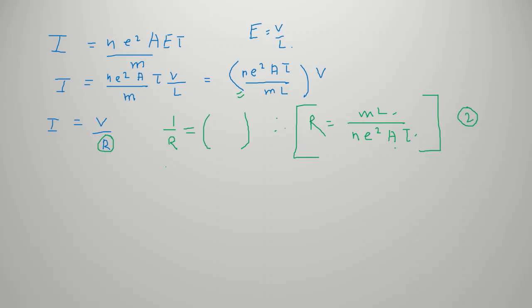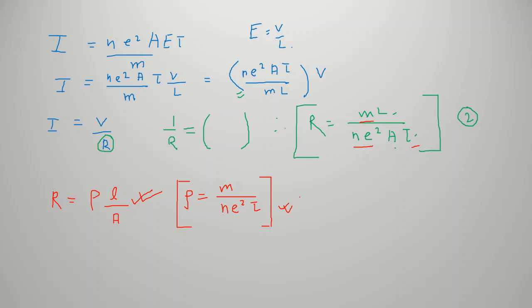And now finally, let me change again the color of the pen. We have already come to know that R equals rho into L divided by A, and hence we can obtain the value of rho as rho equals m divided by n e square tau, just simply comparing these terms with this equation. Hence we again obtain an important formula, that is, the resistivity of a conductor can be expressed in this form.